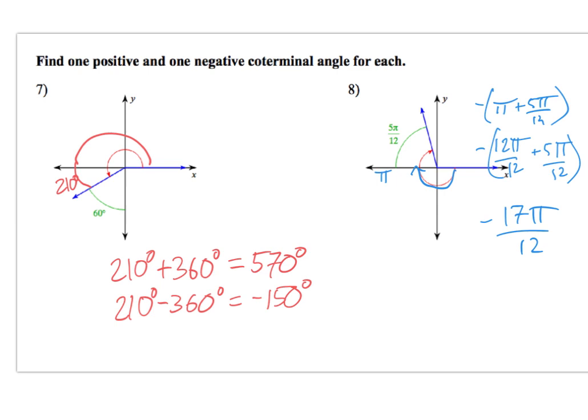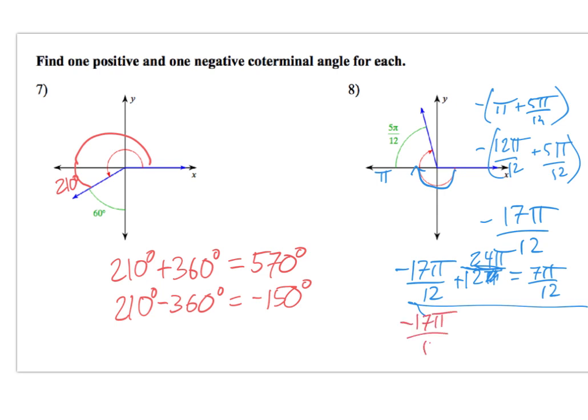To get this in a positive direction, I'm going to try adding 2 pi to this. So negative 17 pi over 12 plus 2 pi, which I could rewrite as 24 pi over 12, because that ends up being 2 pi. When I do that, I've got 7 pi over 12 as my final answer for that. Going in the negative direction, I can do the same thing, but negative 17 pi over 12 minus 24 pi over 12. And when I do that, I've got negative 41 pi over 12.